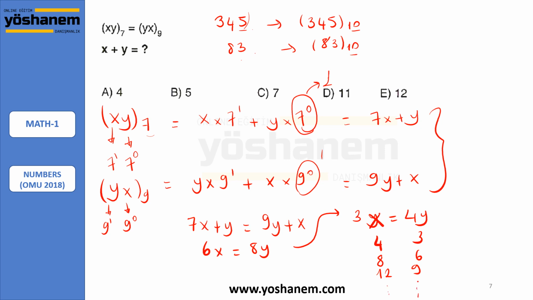From here we can't take values bigger than 7, okay? Because in base 7, numbers should be less than 7. That's why x is 4, y is 3. So adding them together, x plus y is 7, and that's my answer.